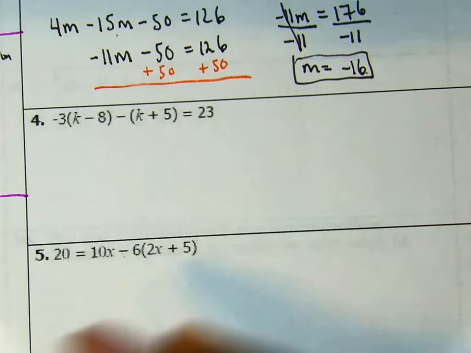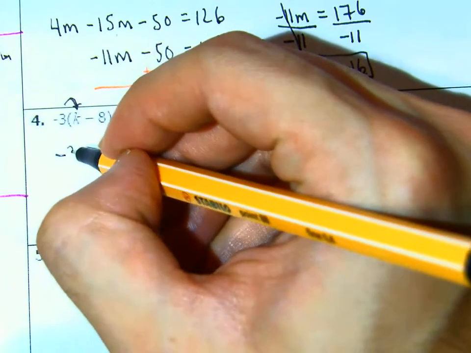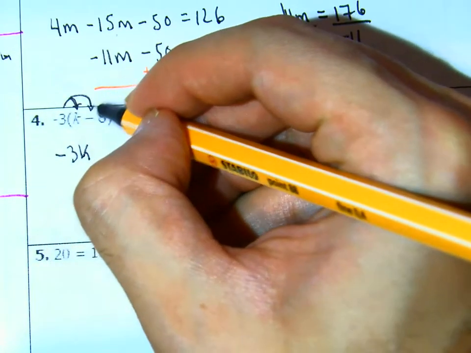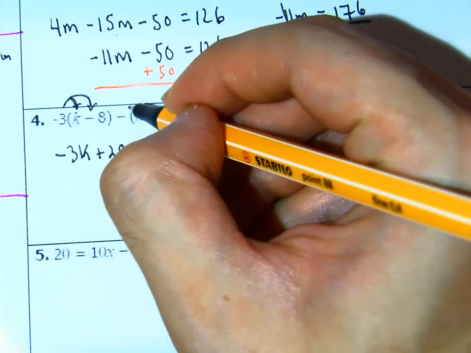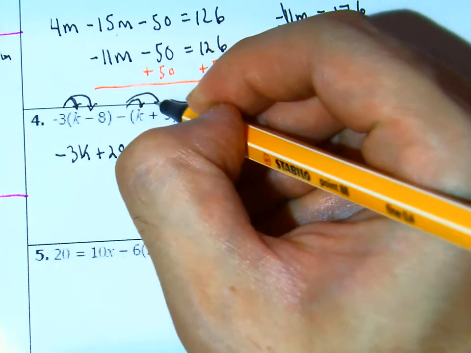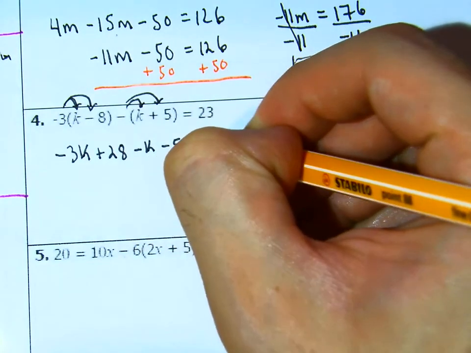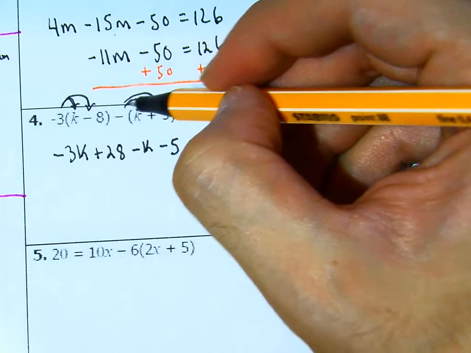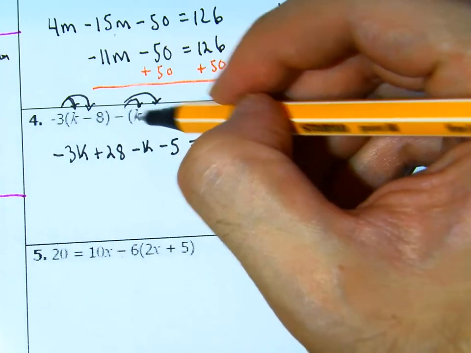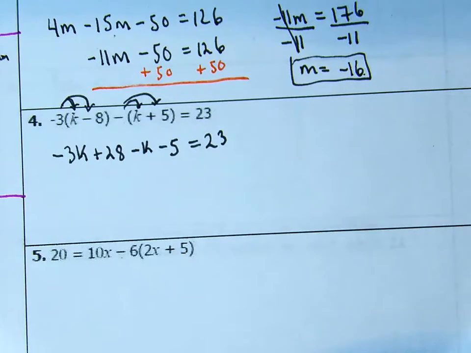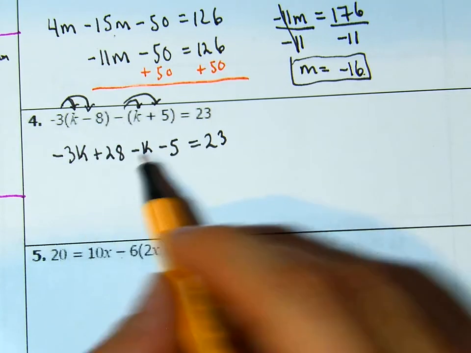Okay, next one. Distribute the negative 3. So you have negative 3k, positive 28. Now there's a negative here, so that has to be distributed to each one. So that's negative k minus 5 equals 23. I bet so many students forget. It happens all the time. They distribute the negative here, but then you forget to distribute the negative here. So be careful.